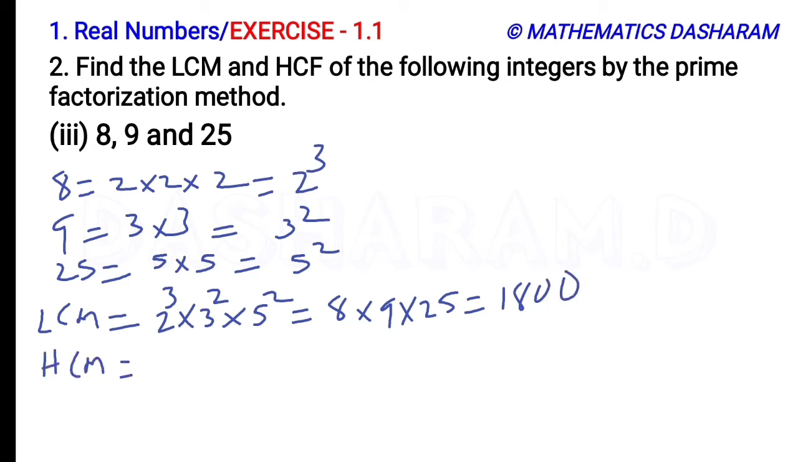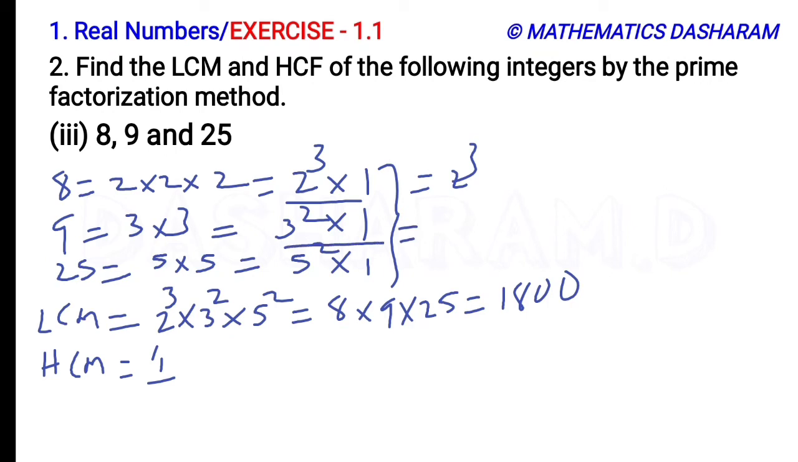Next, HCF. HCF means the product of the common factors. So there is no common factor, so then multiply with 1. Now the common factor is what? 1 is a common factor. Because 2 cube into 1 is what? 2 cube. 3 square into 1 is 3 square. 5 square into 1 is 5 square. So we can write 2 cube as 2 cube into 1. So 1 is the HCF answer.